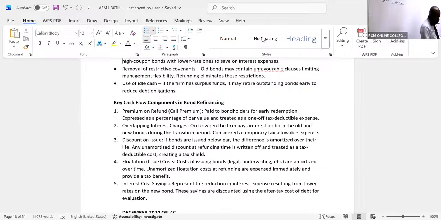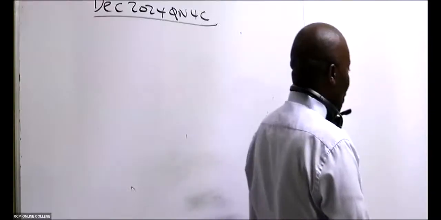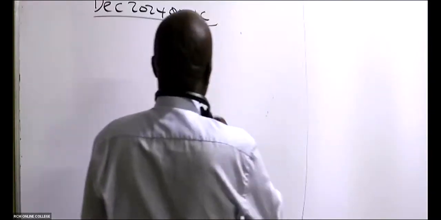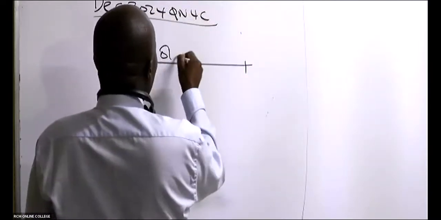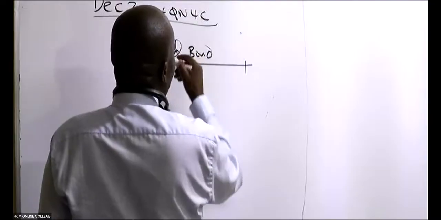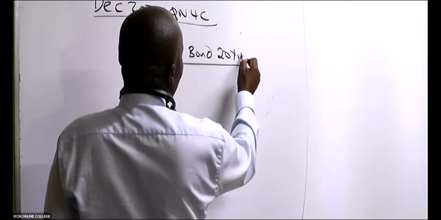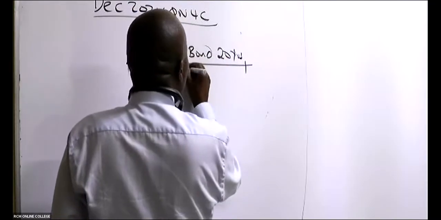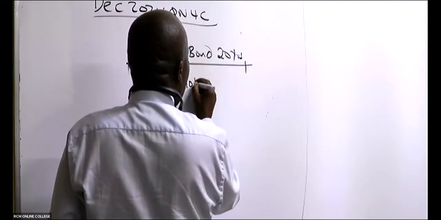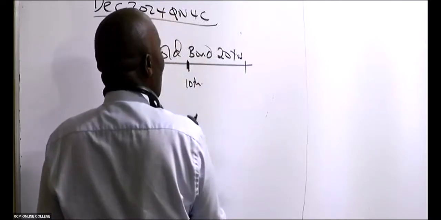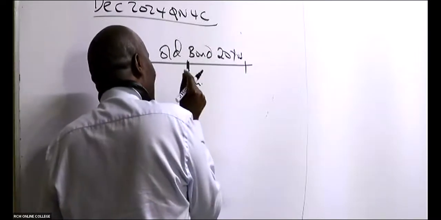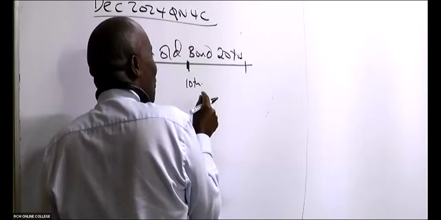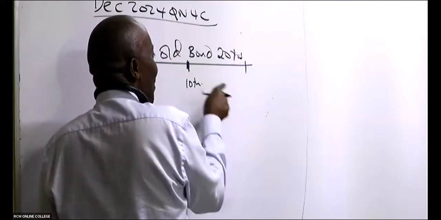How does this work? Overlapping interest charges. Now, ladies and gentlemen, when you want to retire an old bond, we have this old bond that is supposed to go up to 20 years. Then in between, in the 10th year, you realize you have gotten a cheaper bond. So what am I supposed to do? I'm supposed to look for these new people to give me cheaper money.